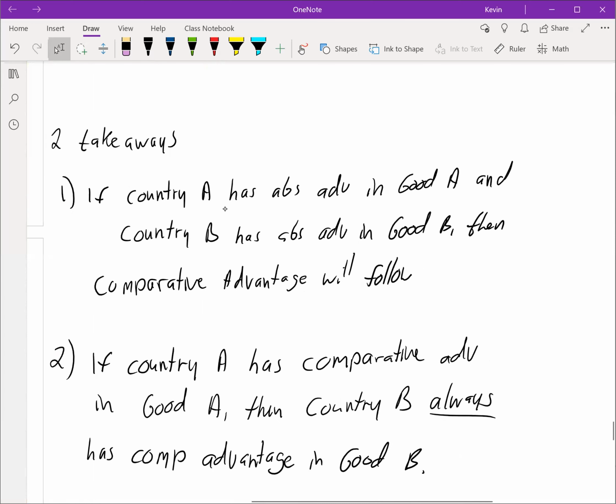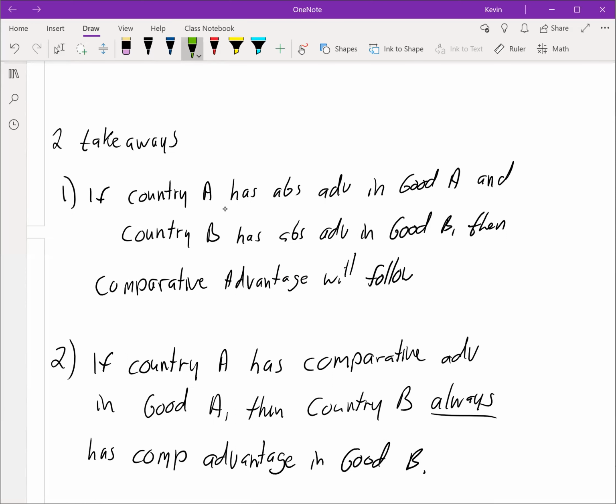But 2 big takeaways. We're going to say that, 1, if country A has the absolute advantage in good A, and country B has the absolute advantage in the other good, then comparative advantage will follow suit.